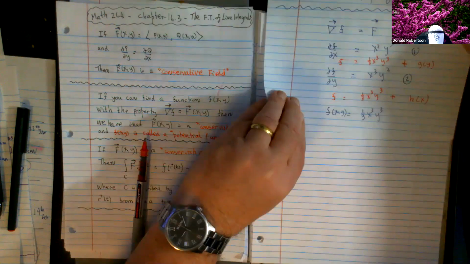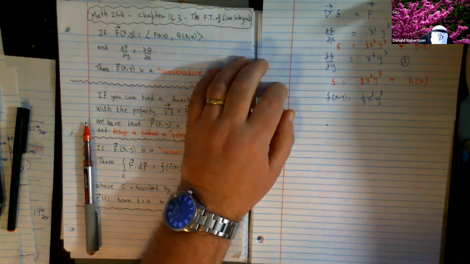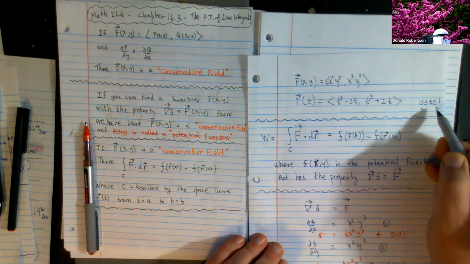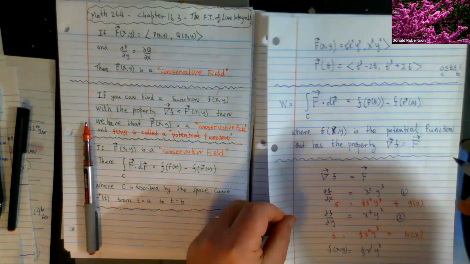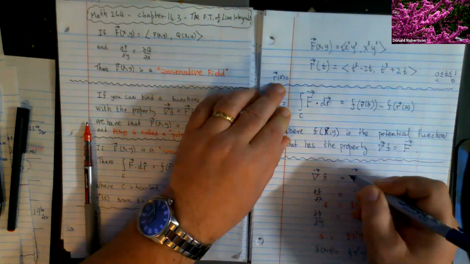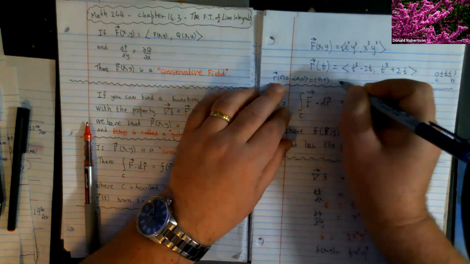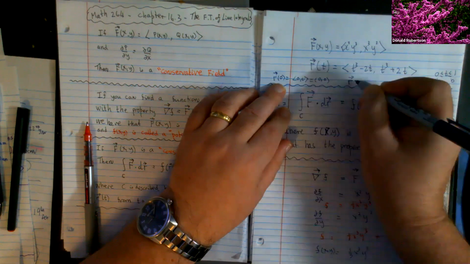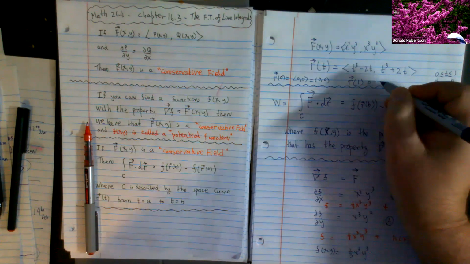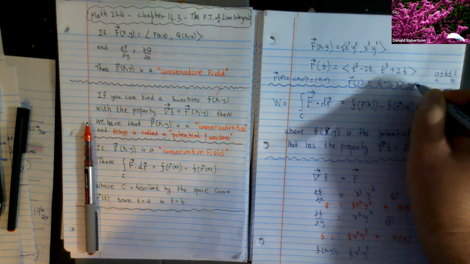Well, now that you know the potential function, we're using this particular space curve from 0 to 1. Might as well do it up here. At 0, you're going to get 0, 0, which is the origin. And the position vector at 1, I should say, is 1 take away 2, 1 add 2, and that gives me the point 1, negative 1, 3.